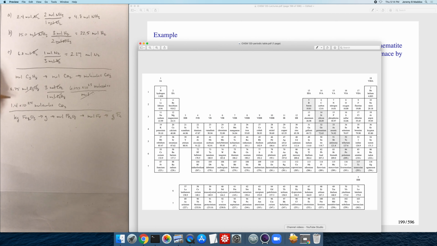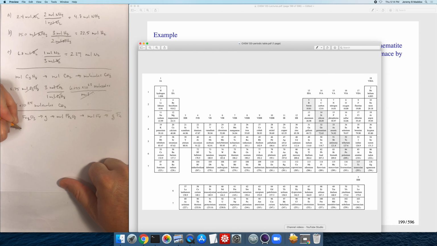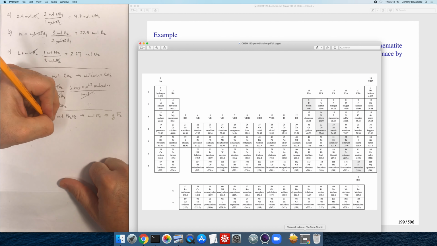So I'm just going to first calculate the molar mass of the iron 3 oxide. Okay, so we've got 55.85 for the iron, and there are 2 of those. And then it's 3 times 16 for the oxygens.